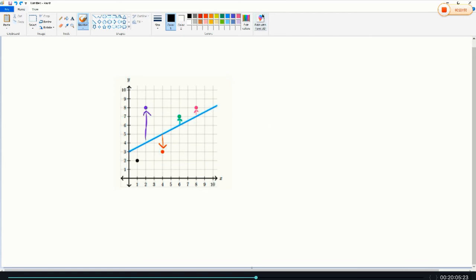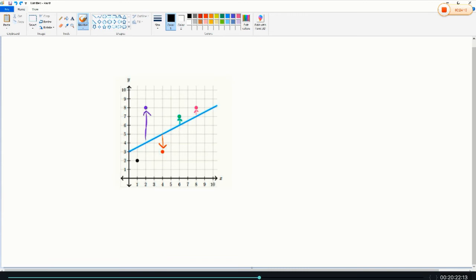And the same thing goes for negative. So negative residual values are overestimated by the regression line. So look at this orange dot over here. This is 2 units below the regression line.